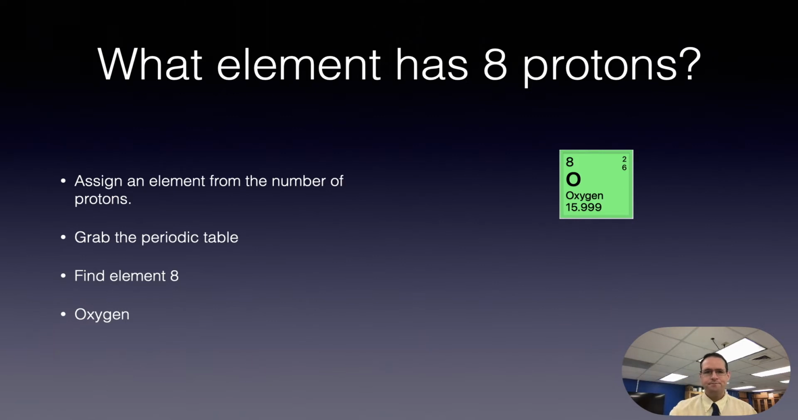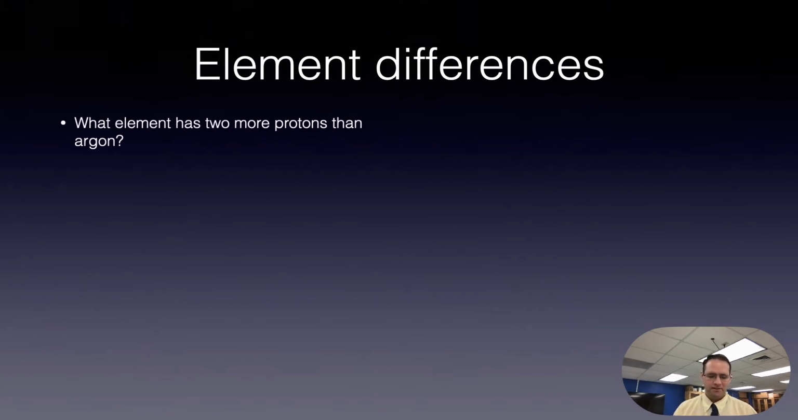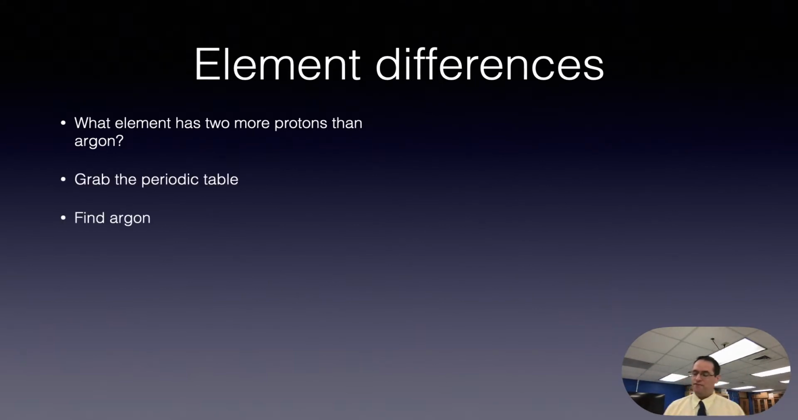All right? What if you have a weird kind of question like this, where you're asked to analyze differences between two elements? For example, it's somewhat of a riddle. What element has 2 more protons than argon? So again, you grab your periodic table, and you find argon. It's on the very right-hand side of the periodic table, okay?